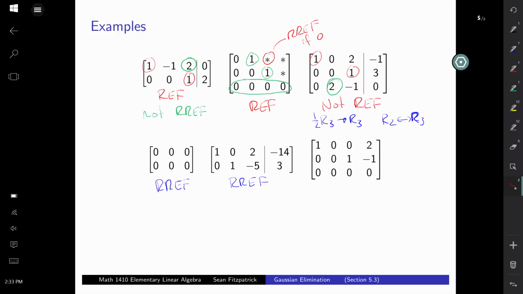Okay. Similarly, this last guy is also reduced row echelon form. Okay. You got your row of zeros at the bottom. The first entry in the two non-zero rows is a 1. The first non-zero entry is a 1. And those ones are the only non-zero entries in their respective columns. So it's in reduced row echelon form. Okay, so far so good.